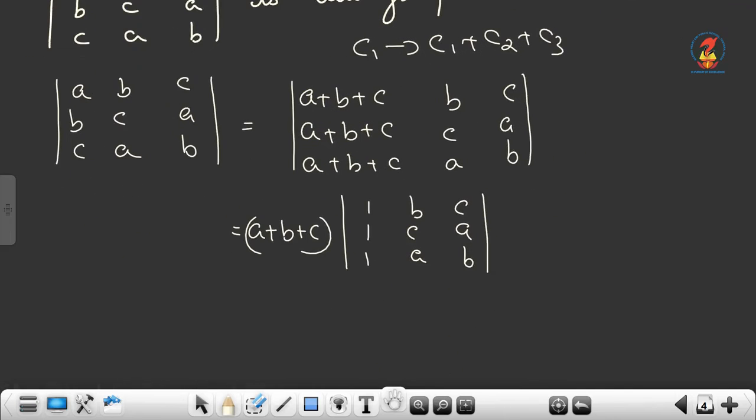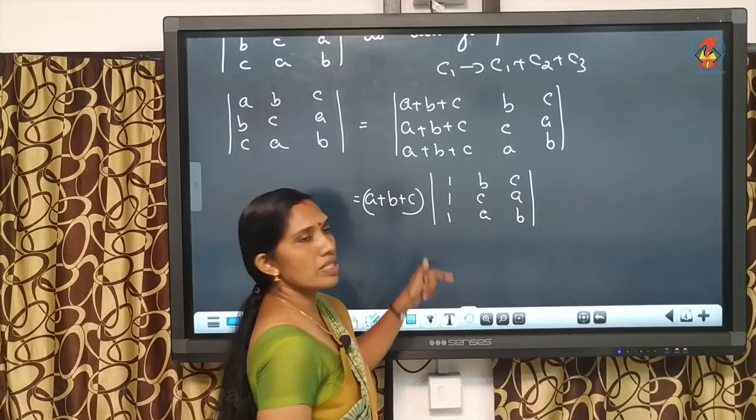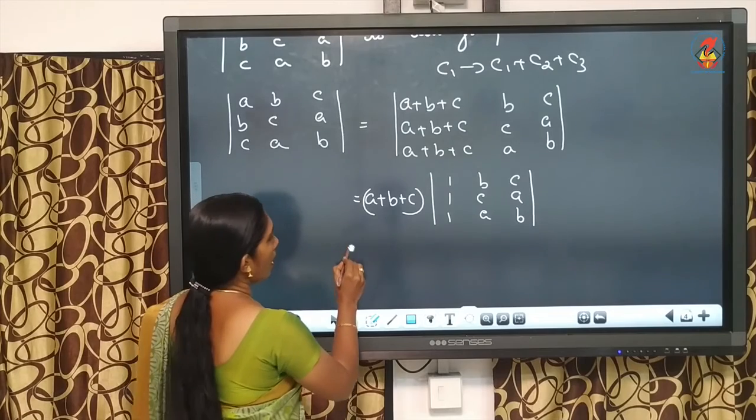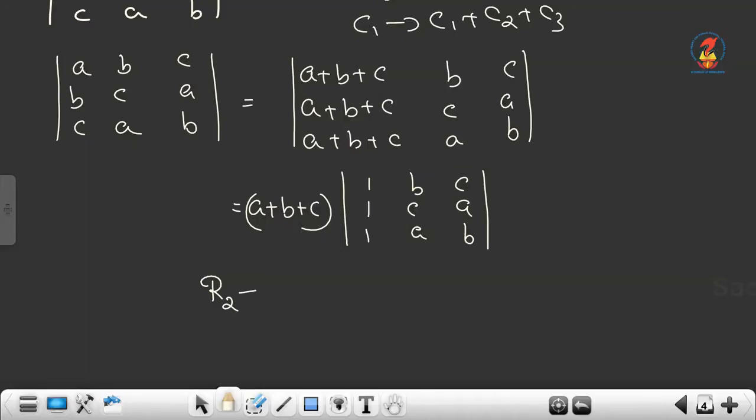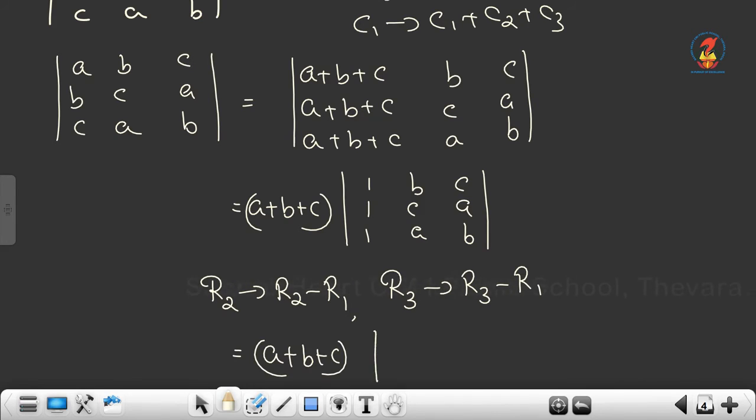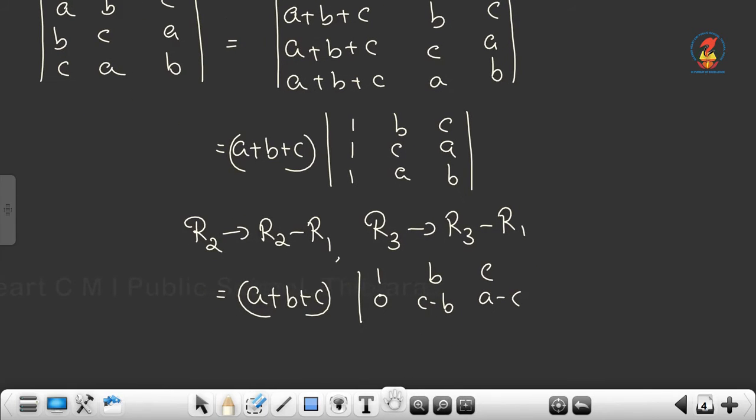Now what is the next step? You have to convert two ones to 0. So R2 implies R2 minus R1. No change in R1. Using R1 we change R2 and R3. So a plus b plus c into first row 1 b c, 0, c minus b, a minus c, and the last row 0, a minus b, b minus c.